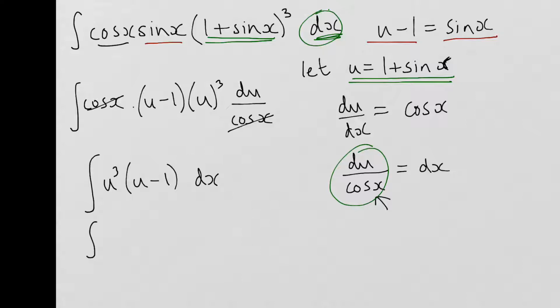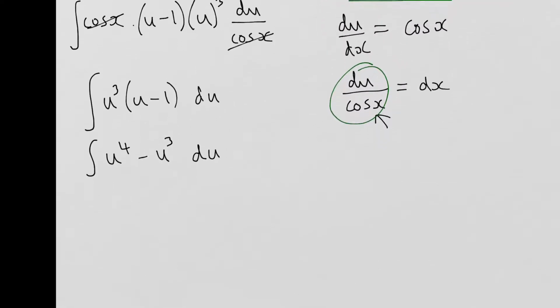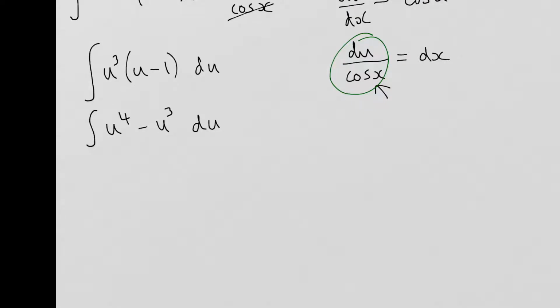So that's going to leave us with u cubed times u minus 1, integrating with respect to u. So that's going to be u to the power of 4 minus u cubed. Not integrating with respect to x, sorry, integrating with respect to u. I'm so used to saying with respect to x. Okay, and that will work out quite easily for us. Increase the power by 1, divide by the new power, plus c, because there are no limits.